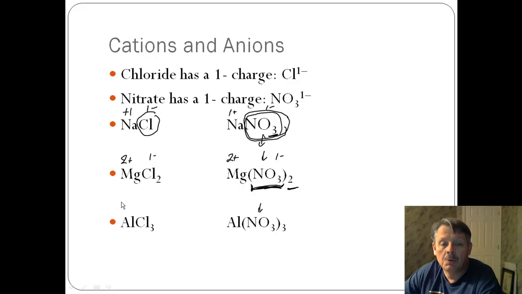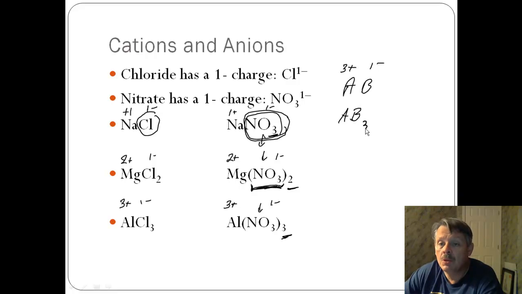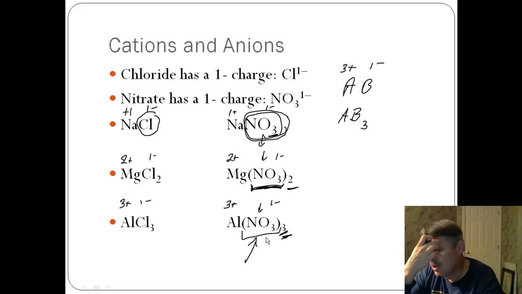How about aluminum nitrate? Aluminum is 3+ and nitrate is 1-. I cross them, and I have to have 3 nitrates. It's just like saying I have AB, with a 3+ and a 1-, so I have to have B with a subscript of 3 because I need 3 of them. That's exactly what's going on here. I need 3 of the whole nitrates, and that's why I put parentheses around it, just to indicate that it needs 3 of the entire nitrates.